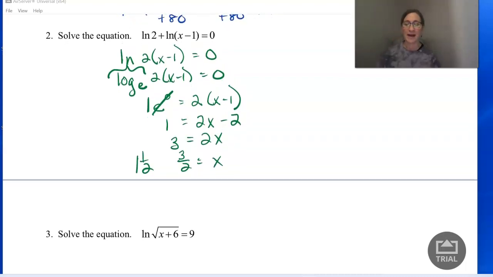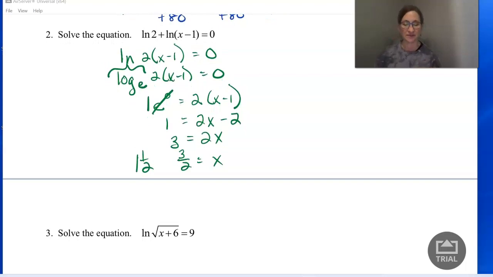So when I go back to check this, I'm going to take 1.5 minus 1, which still leaves me with a half, and that is greater than 0. So this is a good answer. And I would keep my answer as the fraction.